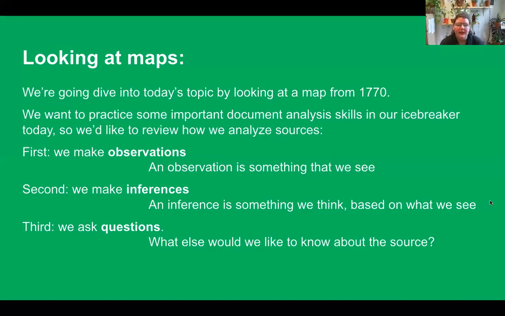So now that these three skills, focusing on things that we see, things that we think, and the questions that we have, will help us understand the source we're going to be looking at, like the map, in an organized and scaffolded way, which is what we always want to do. We always want to do our source document analysis in a very scaffolded and organized way. So now that we've reviewed these terms, let's actually dive into the map from 1770.